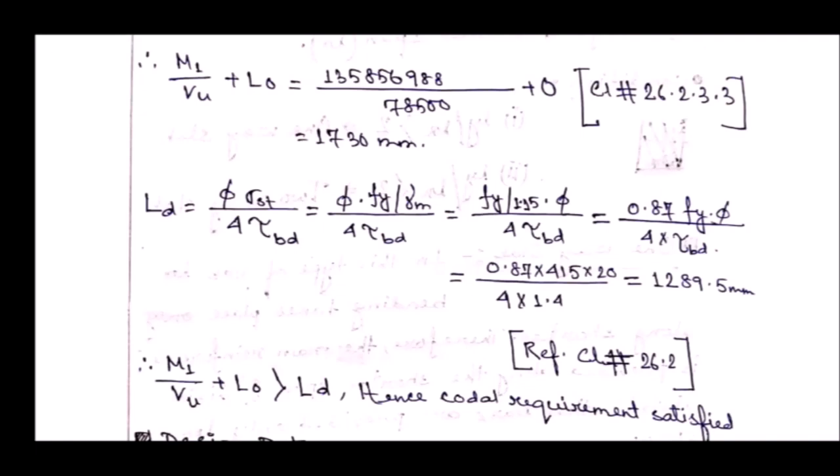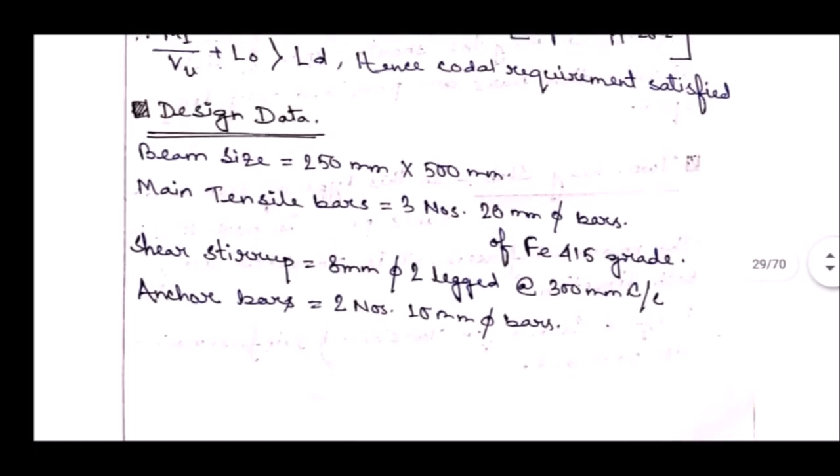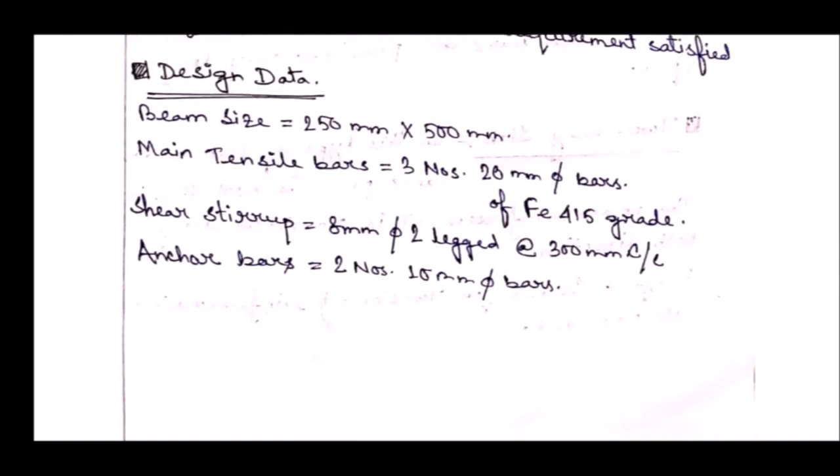So the design is complete. Now we have to write out ultimately the design data we have got from this design after all checking is completed. Here is the design data. The size of beam is 250 mm by 500 mm. Main tensile bars are 3 numbers of 20 mm dia bar of Fe 415 grade steel. Shear reinforcement, that means stirrup, is 8 mm dia 2-leg stirrup at the rate of 300 mm center to center, and as anchor bars we may provide 2 numbers of 10 mm dia bars. Okay, so this is the design data.